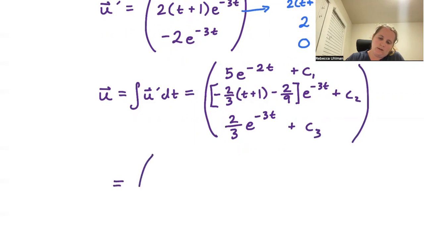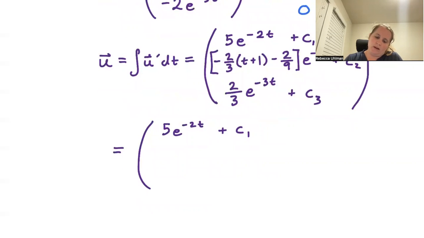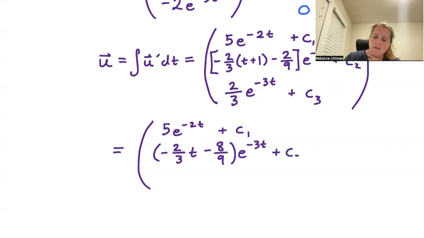Simplifying our u just a little bit, we have 5e to the negative 2t plus C1. Then we have negative 2/3 t minus 2/3 minus 2/9 is minus 8/9, all times e to the negative 3t, then plus C2. And then we have 2/3 e to the negative 3t plus C3.